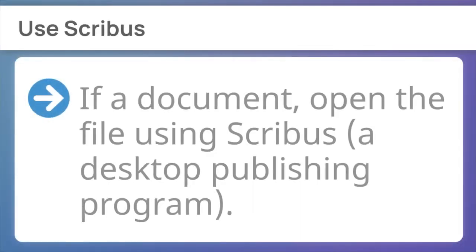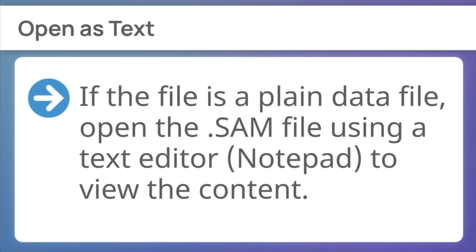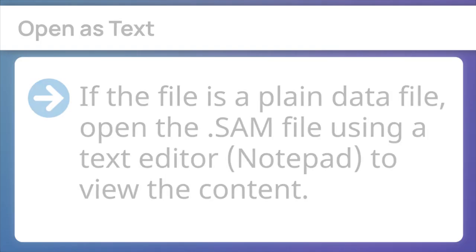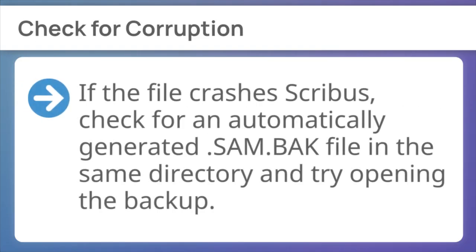First, use Scribus. If a document, open the file using Scribus, a desktop publishing program. Next, open as text. If the file is a plain data file, open the SAM file using a text editor, Notepad, to view the content. Finally, check for corruption. If the file crashes Scribus, check for an automatically generated .sam backup file in the same directory and try opening the backup.